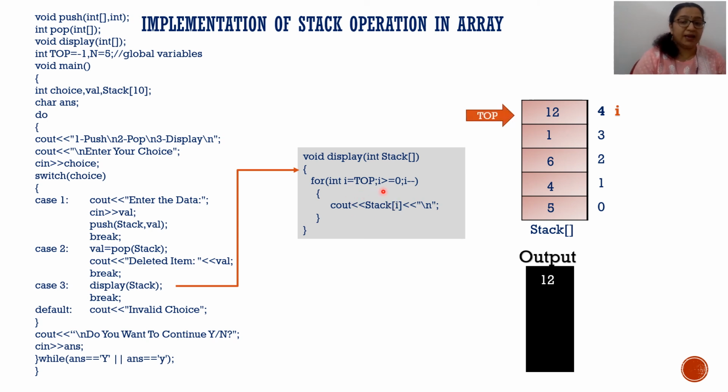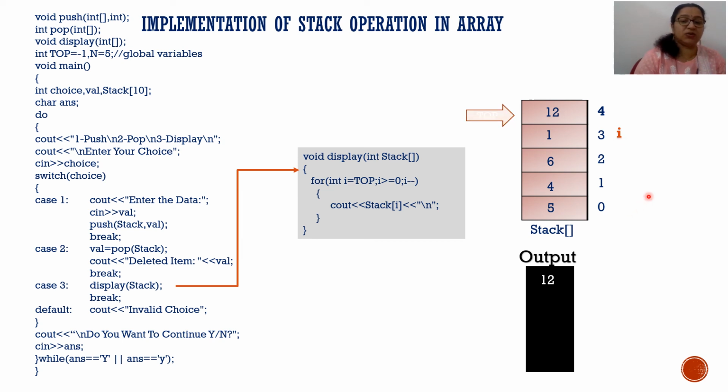Now i minus minus. We are decrementing the value because stack display means reverse style printing, like string reverse or an undo operation. We can only print in reverse style because top is on the topmost position, so we display from the top to the 0th position. Index number 4 gave us 12. Now i minus minus: we decrement the value of i to 3. Is it greater than or equal to 0? Yes, because i is 3.